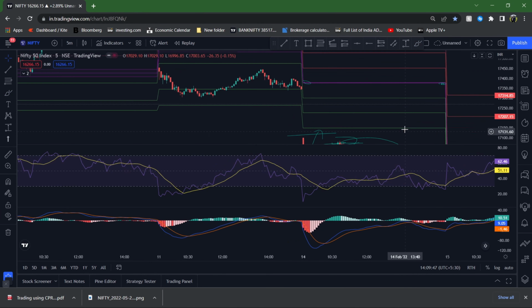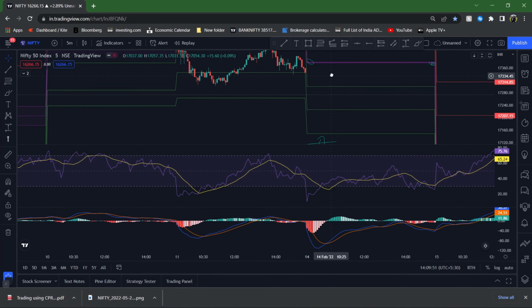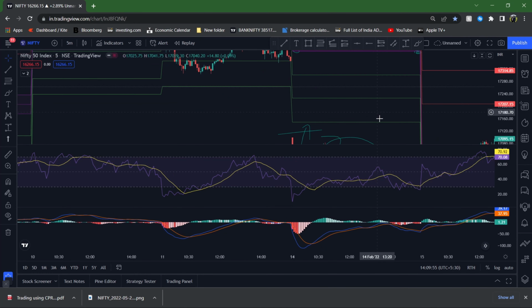So CPR will tell you that okay, today market is a little bit negative, market is gapping down, plus we have a narrow CPR, so look for shorting opportunities.